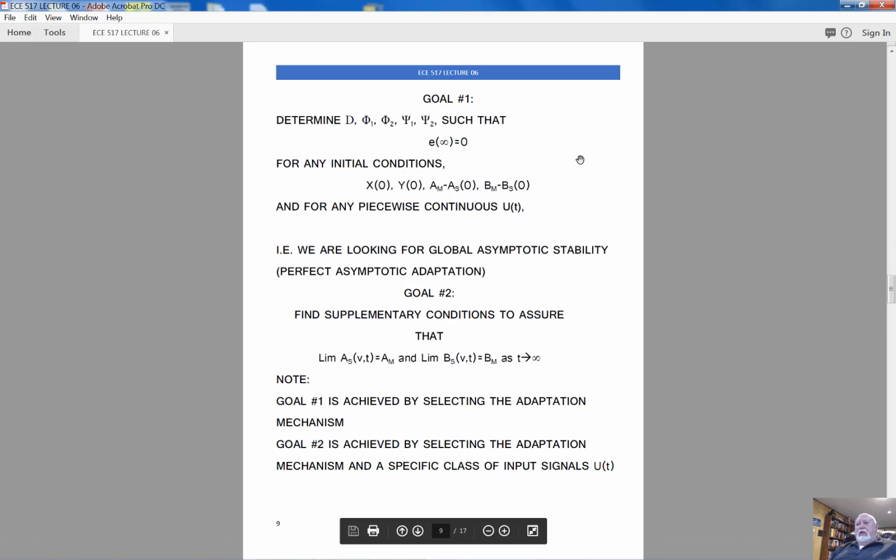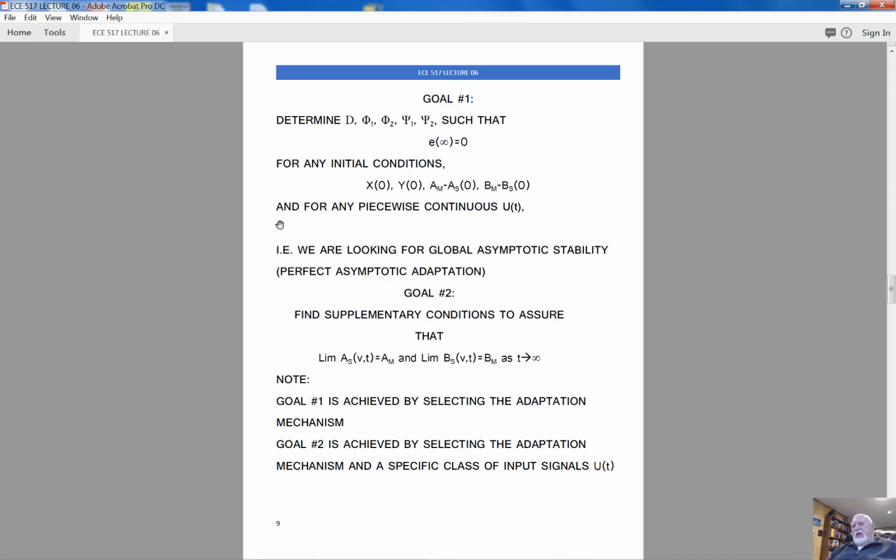Our goal number 1 is to establish the G filter, matrix filter, the matrix function phi1, matrix function phi2, matrix function psi1, and the matrix function psi2, such that as time approaches infinity, the error will be approaching 0. And it is supposed to happen for any initial conditions, x of 0, y of 0, difference between AM and AS of 0, difference between BM and BS of 0. In other words, we're looking for conditions for perfect asymptotic adaptation.